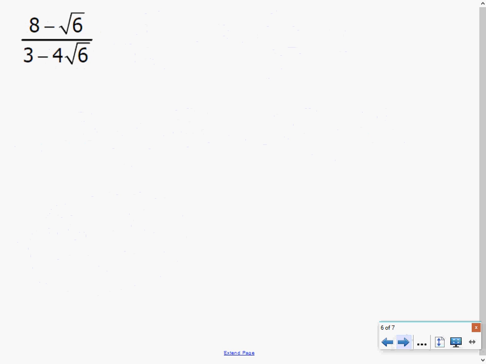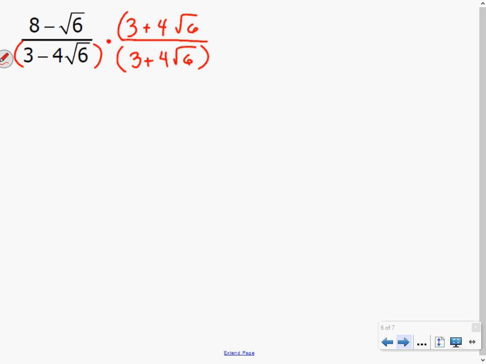Okay, we can't just multiply by the square root of 6 anymore. It's not going to get rid of the square root. In this case, we have to multiply by the conjugate of the denominator. The conjugate of 3 minus 4 times the square root of 6 is going to look identical, except we're going to change that middle sign to plus. Okay, and once again, we have to multiply the numerator by the same thing, so that the thing we're multiplying by here is all really just equal to 1.